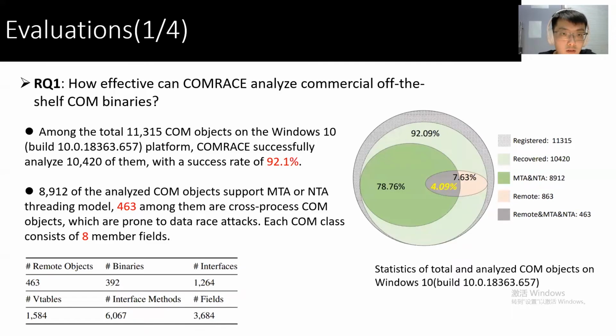For the first question, how effectively can COMRace analyze commercial off-the-shelf binaries? Among the total COM objects on the Windows 10 platform, COMRace successfully analyzed 10420 of them, with a success rate of 92.1%. More than 80,000 of the analyzed COM objects support the MTA or NTA threading model. 463 among them are cross-process COM objects, which are prone to data race attacks. Each COM class consists of 8 member fields on average.